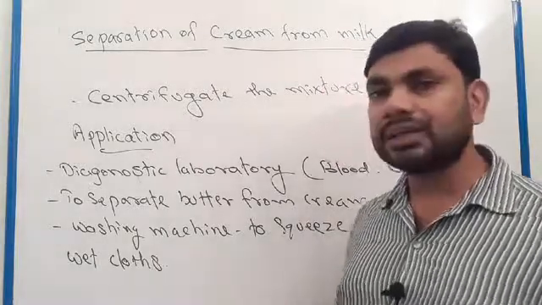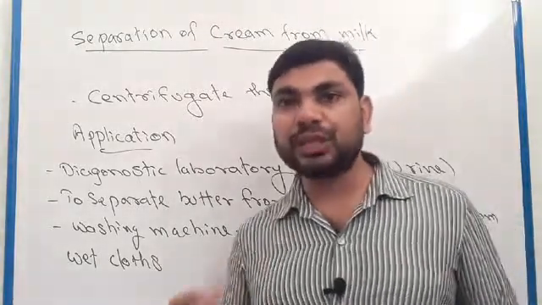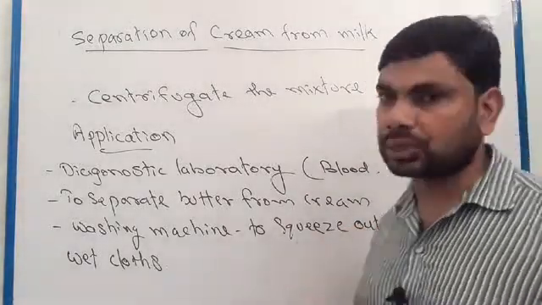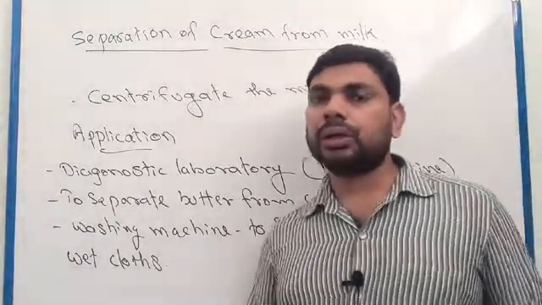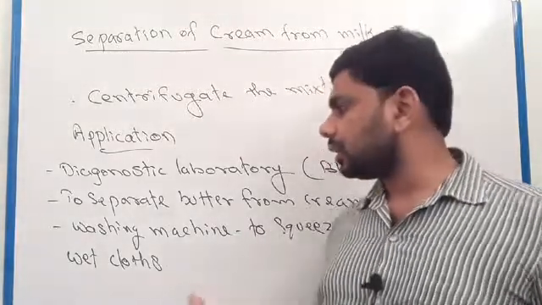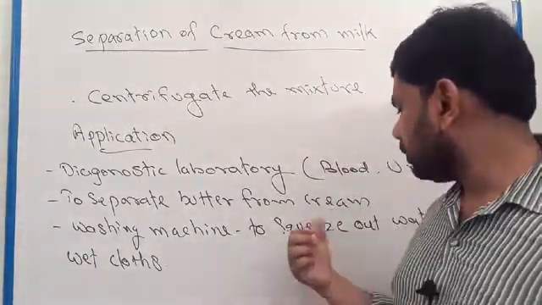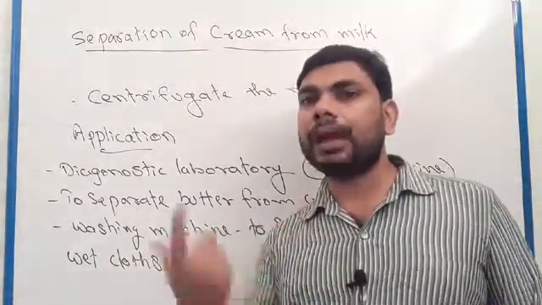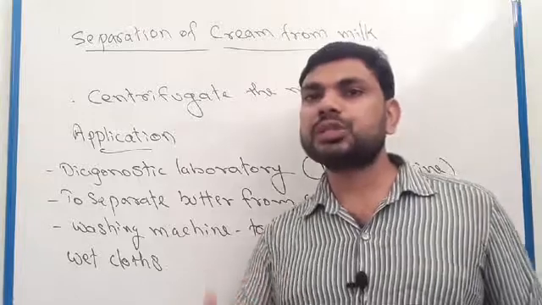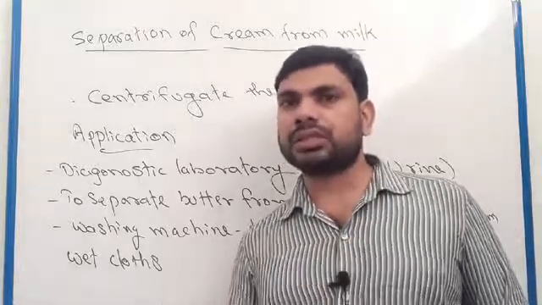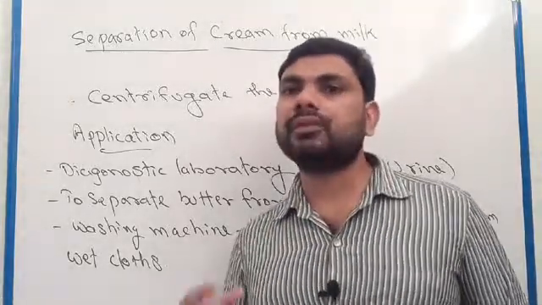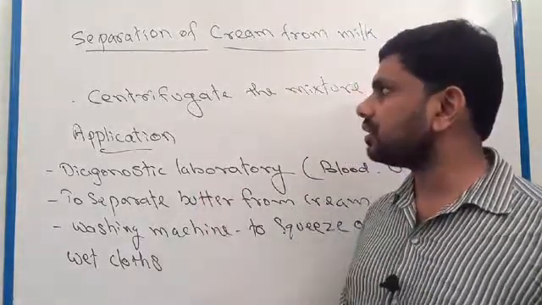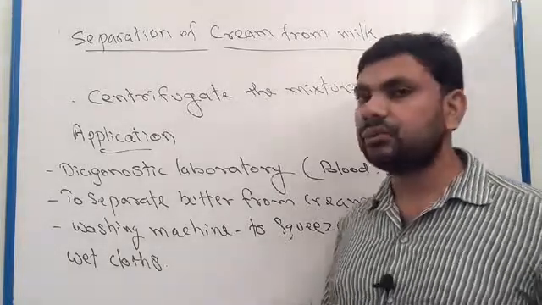Also, this method is used in a washing machine, to squeeze out water from wet cloth. To dry cloth in a washing machine, we use this method. The cloth will spin rapidly, which helps to drain the cloths and squeeze out water from wet cloth. So these are the different applications of centrifugation.